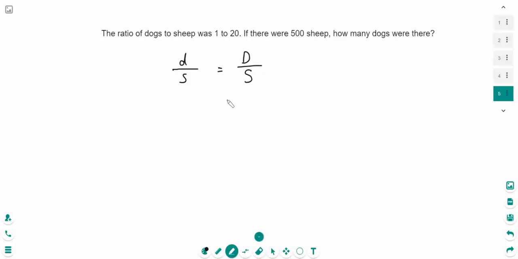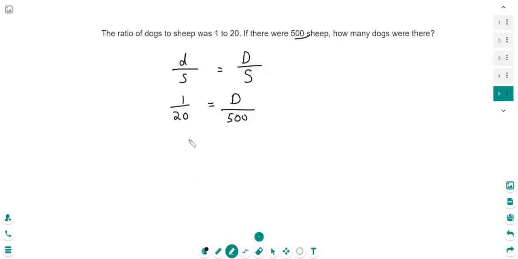Okay, now let's look at the ratio. The ratio of dogs to sheep. What did they tell us? Well, dogs to sheep was 1 to 20. So it's going to be 1 over 20. Okay? Equals. Now, did they tell us how many dogs there are in reality? No, they did not. Did they tell us how many sheep there are in reality? Yeah, there's 500 sheep. So we can fill that in with a 500. Okay? Now we're ready to solve.